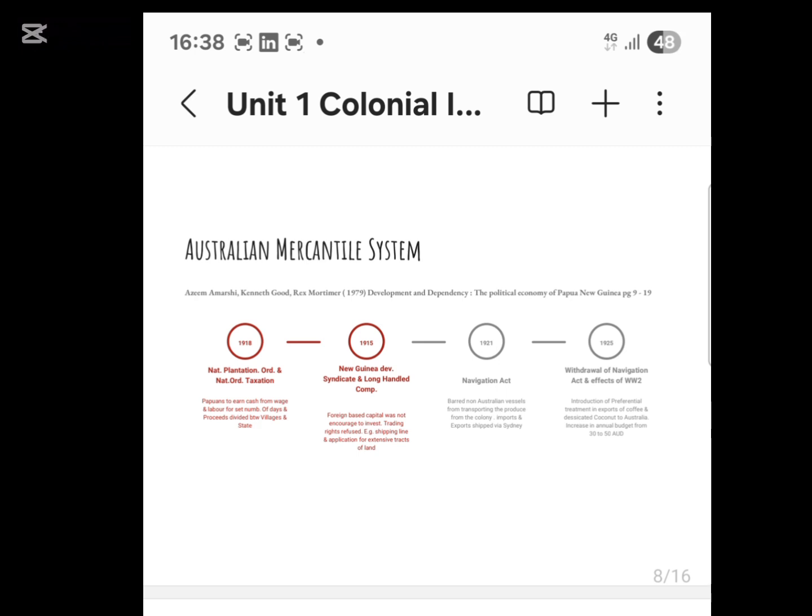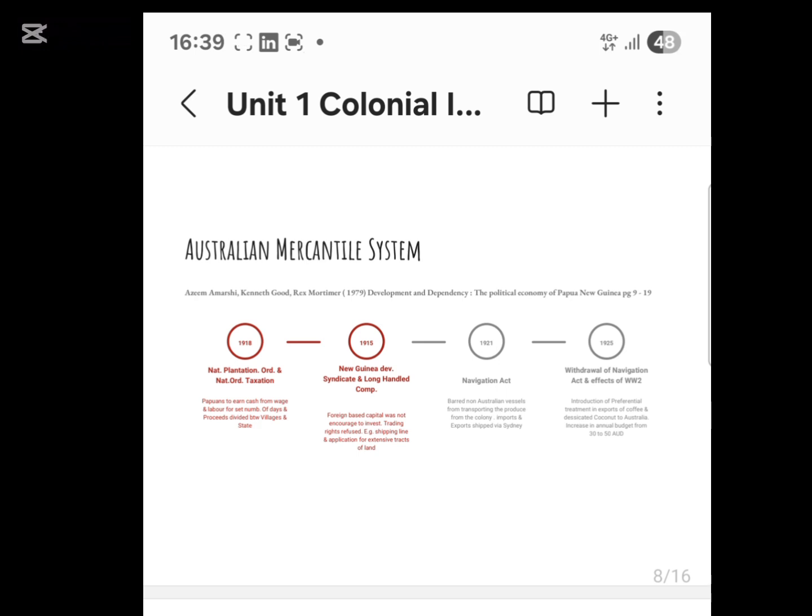Even in 1915, before the HEC was formed, there was this sentiment of protecting Australian businesses over foreign businesses coming into the region, especially the territories of Papua and New Guinea. So the syndicate, Long Handle Company, wanted to establish trading or shipping rights in the region, but was phased out by the stiff competition from Burns Philp and Steamship, which were supported by the Australian government.